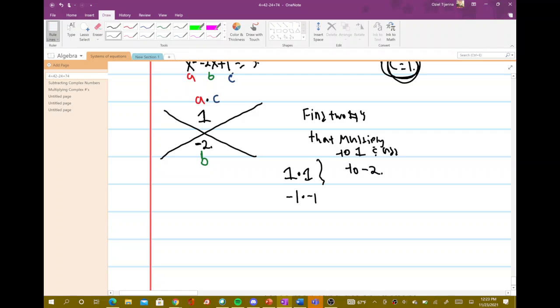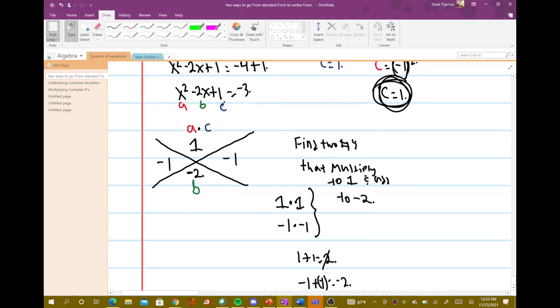Now you ask yourself, which of these adds to -2? I know 1 plus 1 is 2, so that's not -2. What about -1 plus -1? That's -2, right? So you're going to use those two for these other corners here.